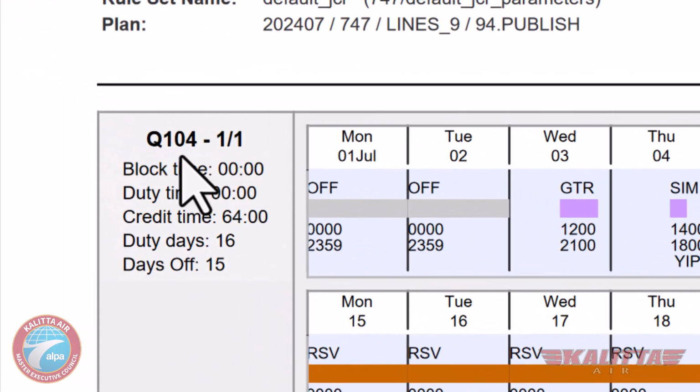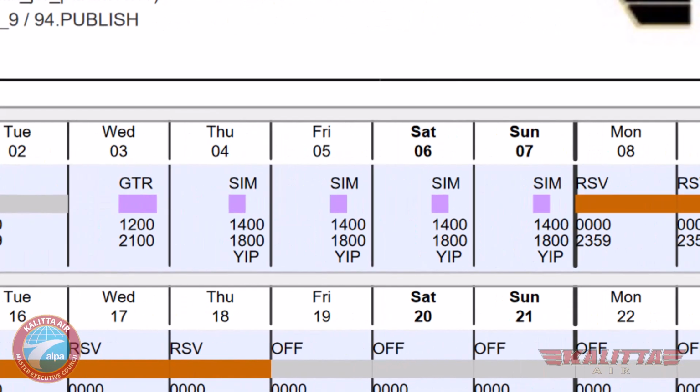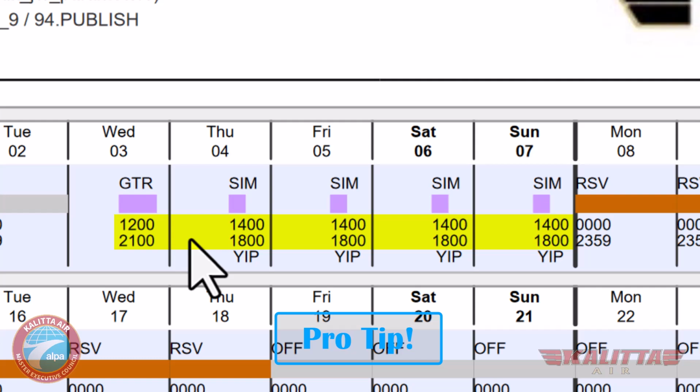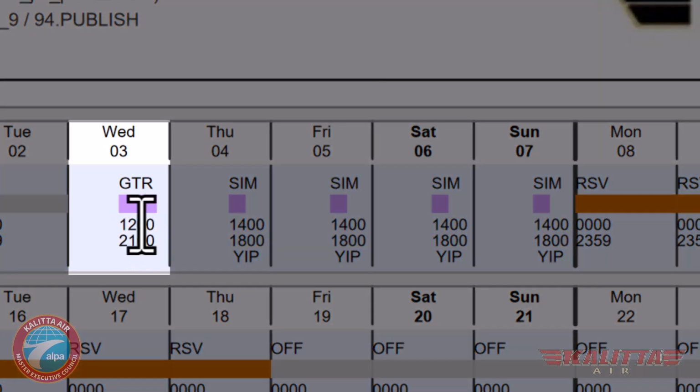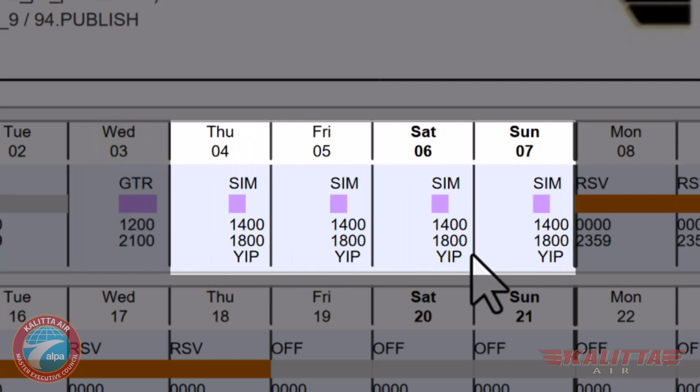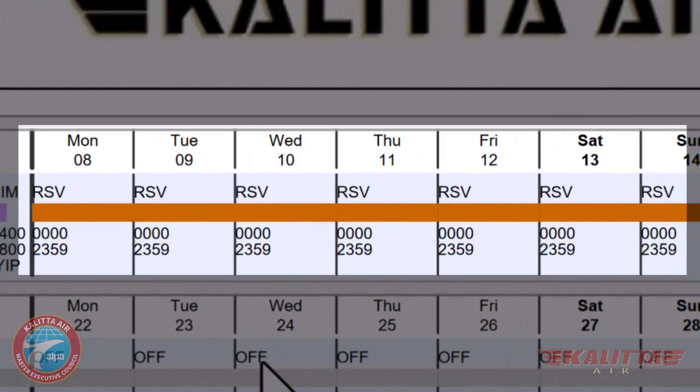So again, it's going to be your line number, what the crew complement is. There's no block time because there's nothing yet. Your credit's going to be 64, and then again, your duty days and your days off. The CQ times are all in Zulu, so please make sure you pay attention to that when you are bidding your CQ days. So the GTR is ground school. We always start with ground school, and then you're going to see your simulator times, and then your reserve days.